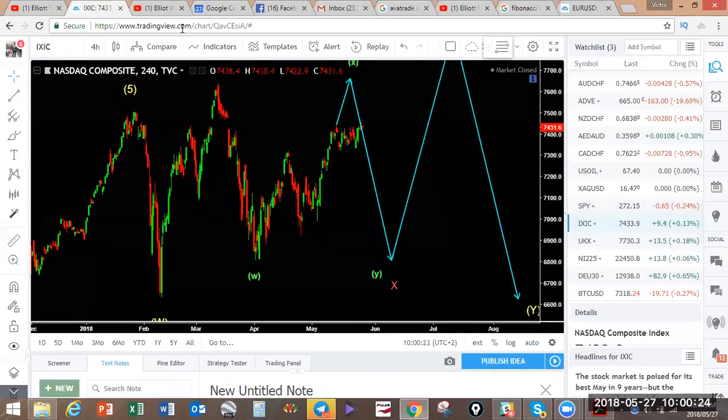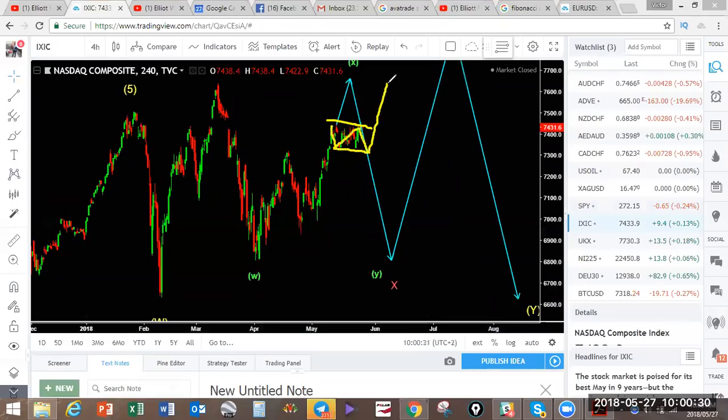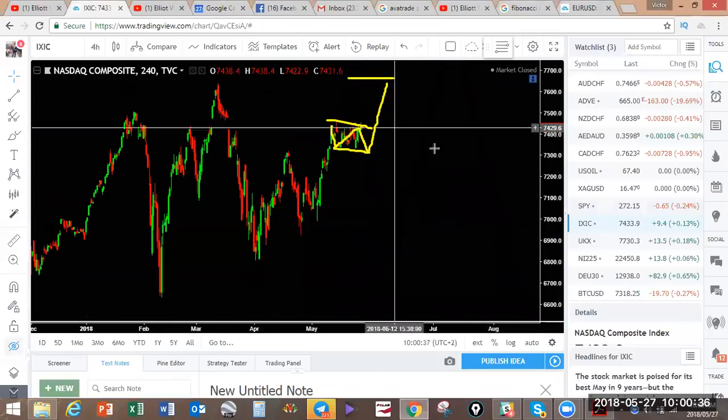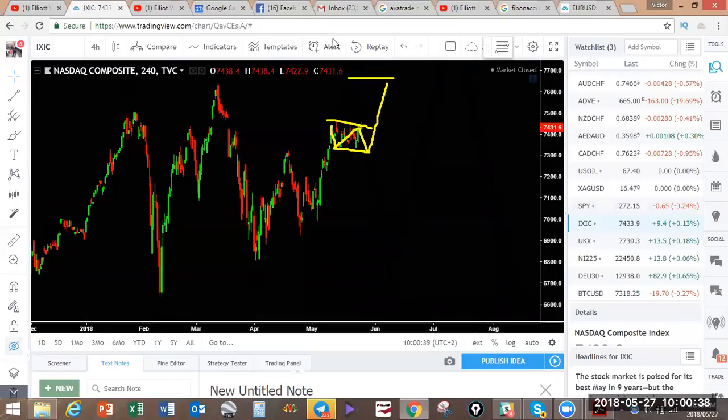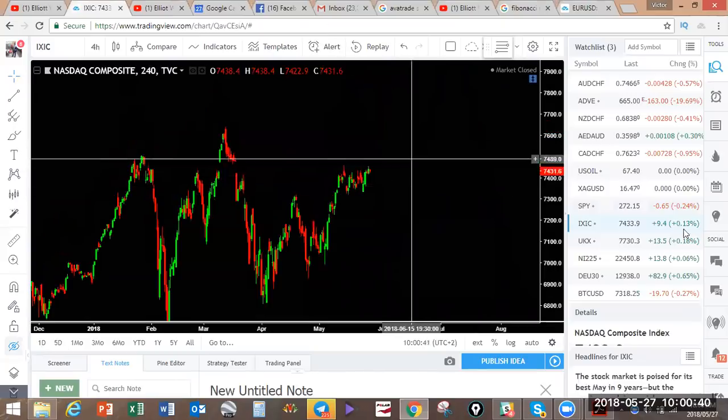Same, nothing has happened. Same projection. We're waiting for this to break to the upside, so this can go on down. We're looking for a short move. We're actually looking for short moves to the upside on the indices, as far as the structure is concerned, right?